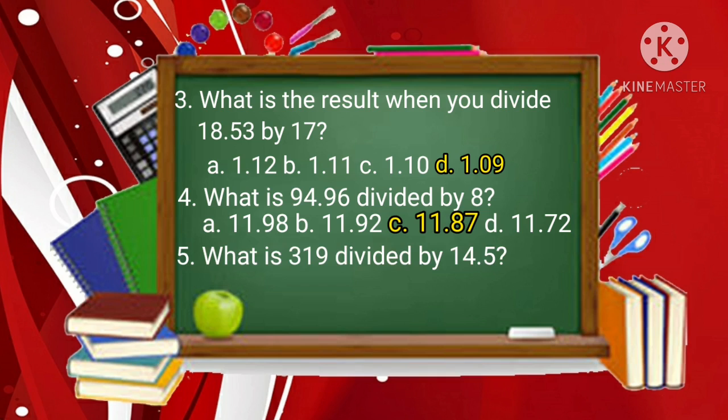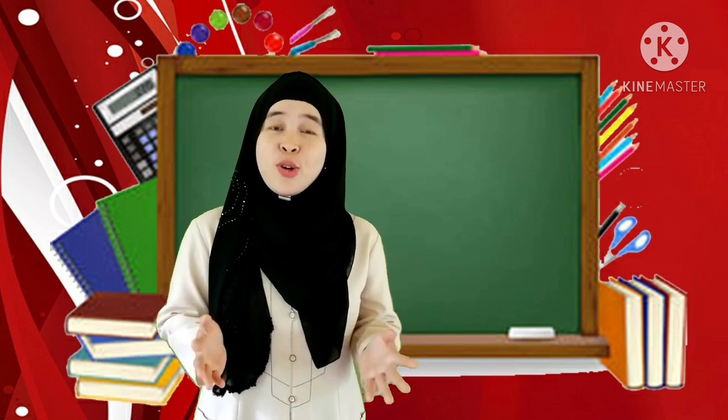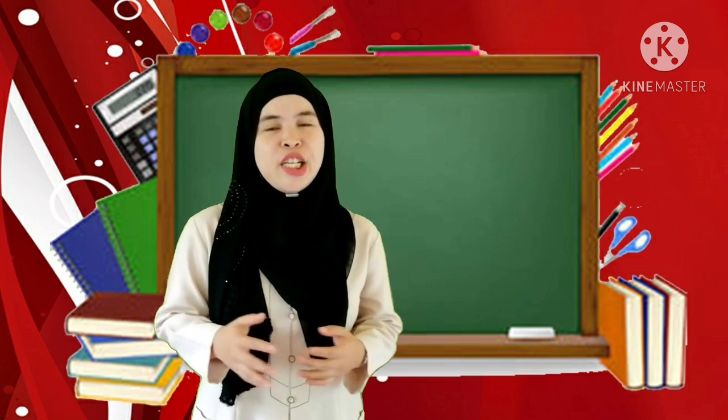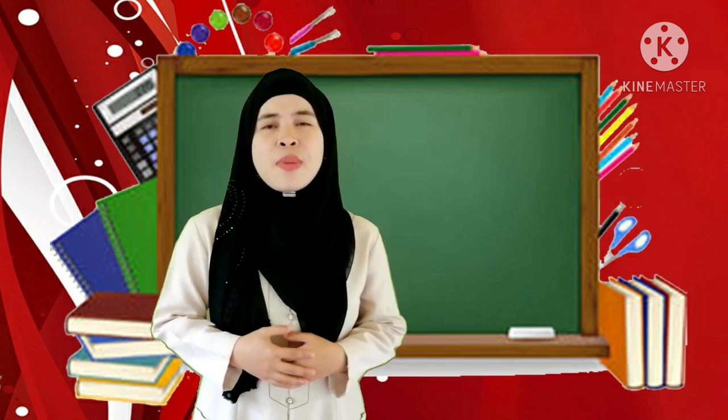Question number 5. What is 319 divided by 14 and 5 tenths? So perform the division. 3,190 divided by 145 is equal to 22. The answer is 22. If you got 4 or 5 correct, congratulations! You did a great job. But to those who got 3 or below, you have a learning module. Try to answer some activities related to our lesson.